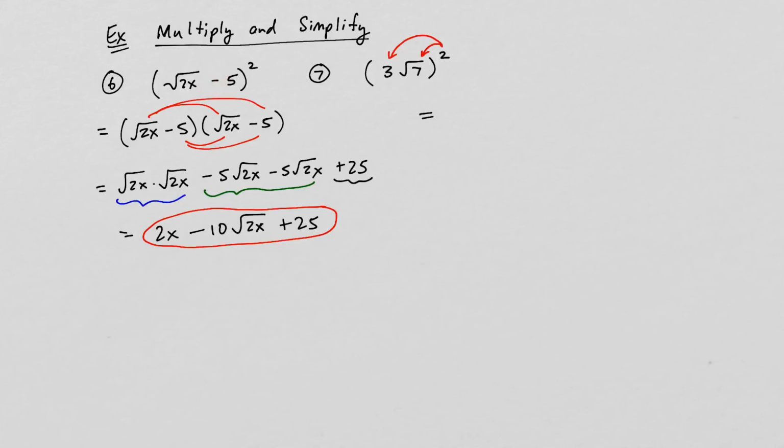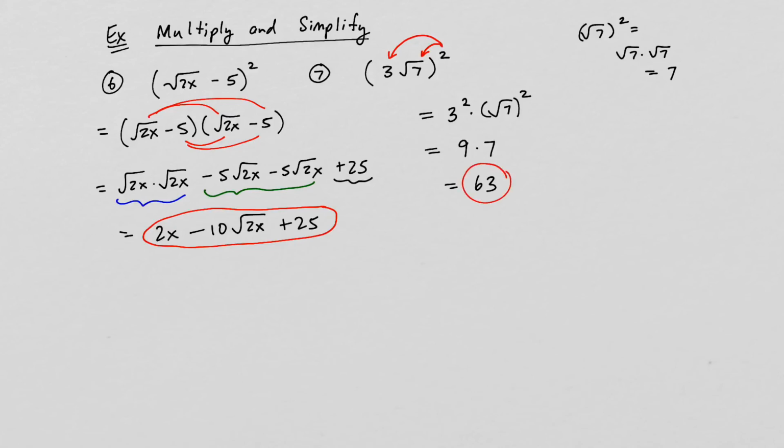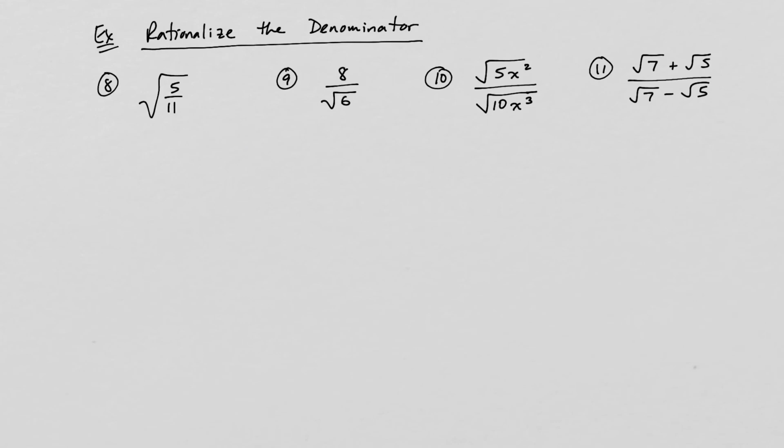But if it's multiplication, we can simply square the 3 and square the radical 7. Well, 3 squared you know is 9, and radical 7 squared is radical 7 times radical 7, which is 7. And so this is 9 times 7, which is 63. Okay, our last page. This is a long section, I know.